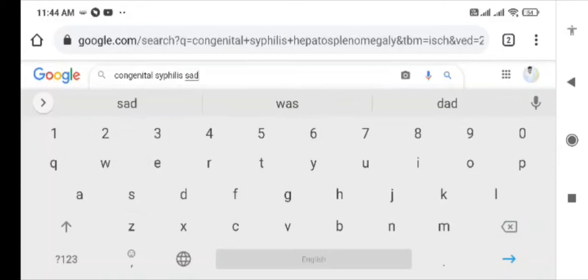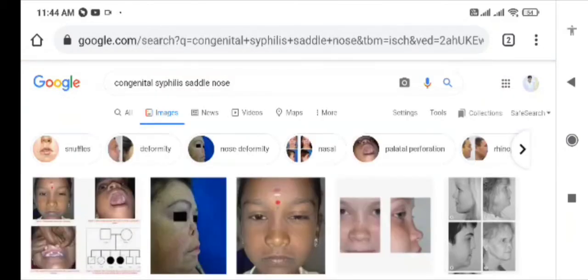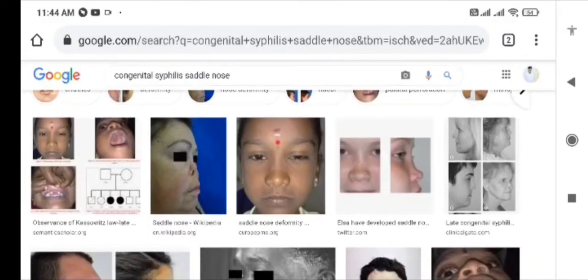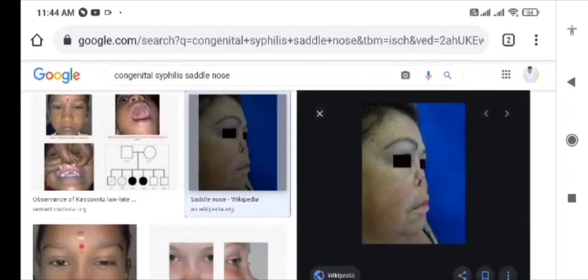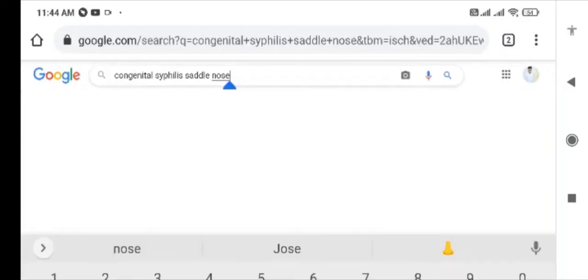Another thing which I will show you from congenital syphilis is the saddle nose. Let me show you this one, which is also very, very important. Can you see this kind of nose that the woman on the right side is having? This is saddle nose. In the black background on the right side of the screen, you can see the saddle nose. So this is also a feature of congenital syphilis.